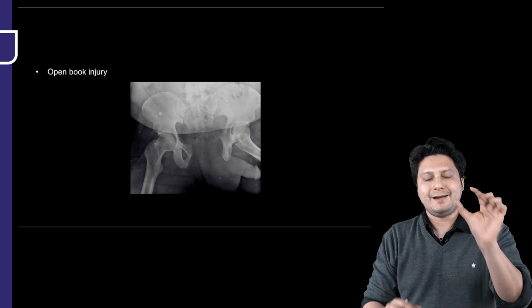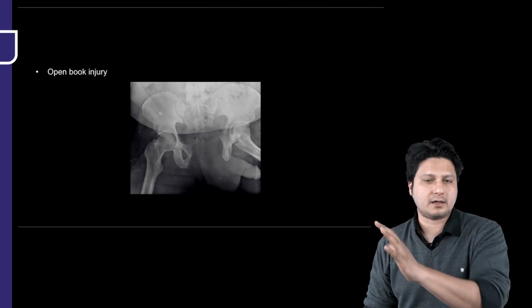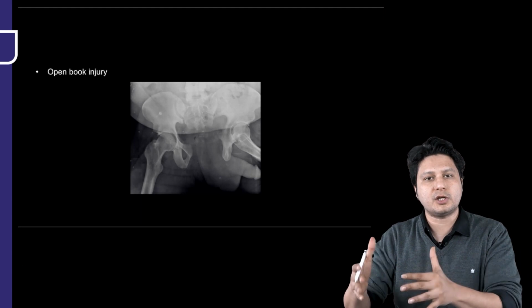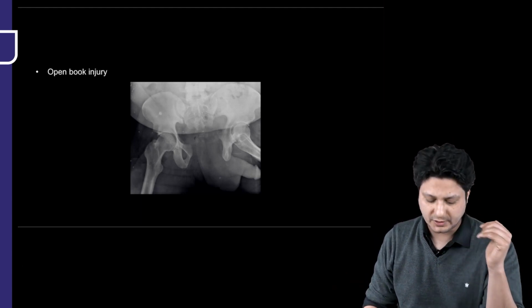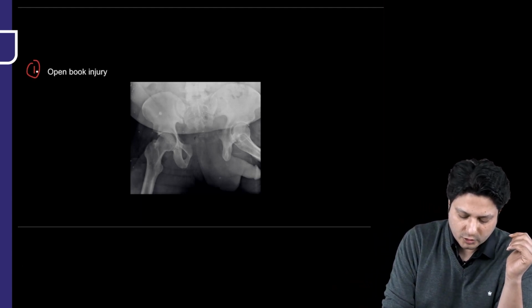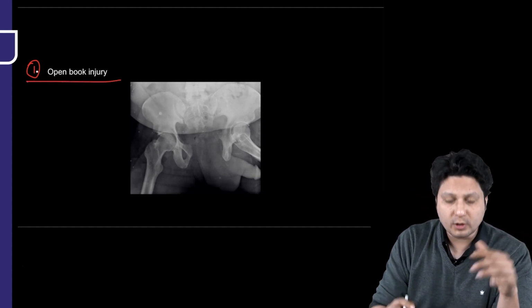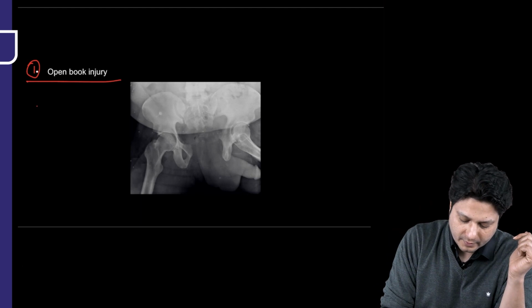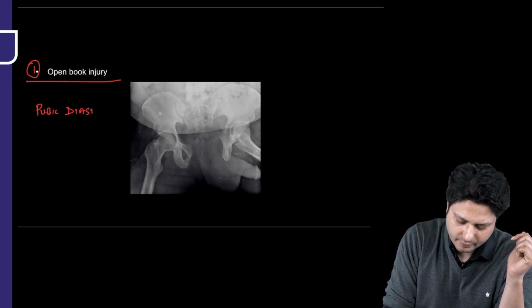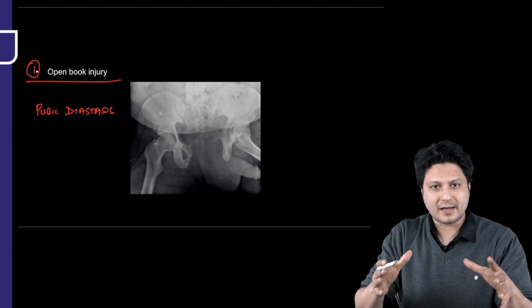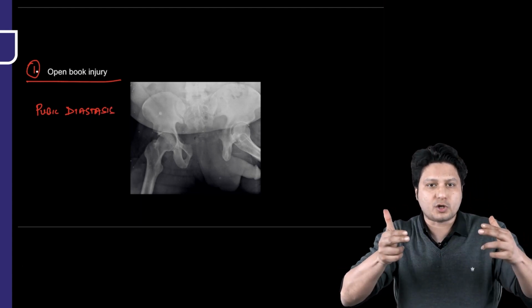But before that, let's discuss a very basic injury to the pelvis, that is open book injury. So the first eponymous injury to the pelvis is open book injury. What is open book injury? It is pubic diastasis. What do you mean by pubic diastasis? It is actually the separation of the pubis.